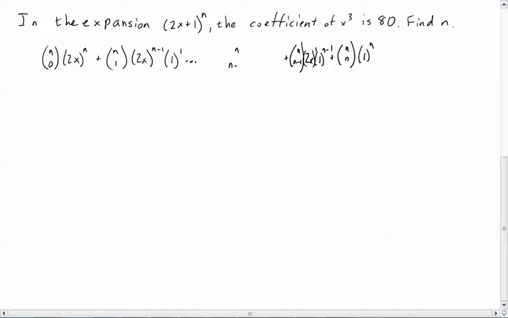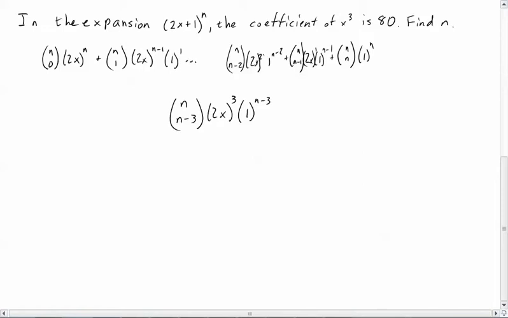So n over n minus 2 of 2x squared, 1 to the n minus 2. Oops, sorry, that should not be inside there. That should be outside. Okay, and now I'm to the x squared. So I just need x to the third term. So you can tell that the one I'm looking for is n over n minus 3 of 2x to the third times 1 to the n minus 3.